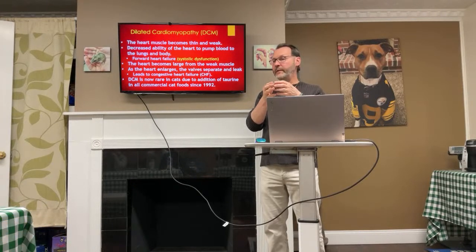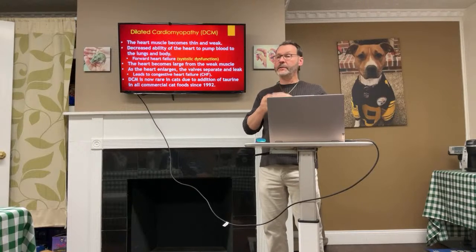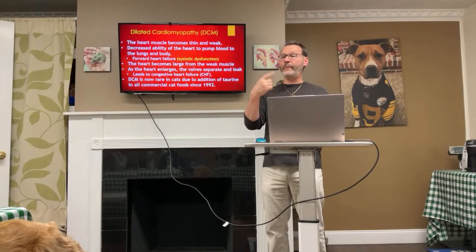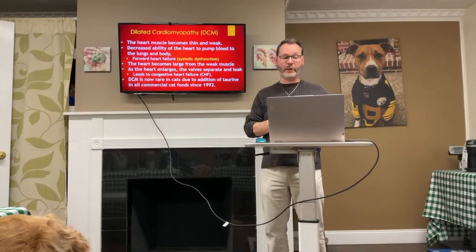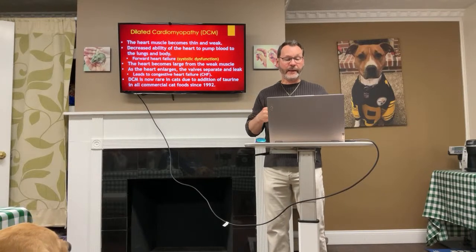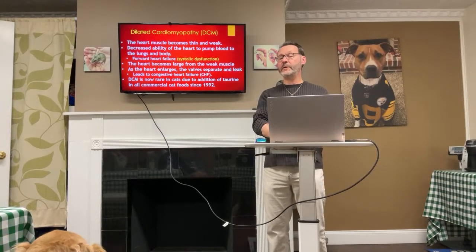The two leaflets of that mitral valve we talked about start to separate because the heart walls are getting further and further apart from each other. So you get leakage up through the mitral valve. So then you get backward failure, and then you can get congestive heart failure in the later stages of dilated cardiomyopathy for these guys. Now again, we don't really see this very often. It still does occur, but it's very rare in cats.